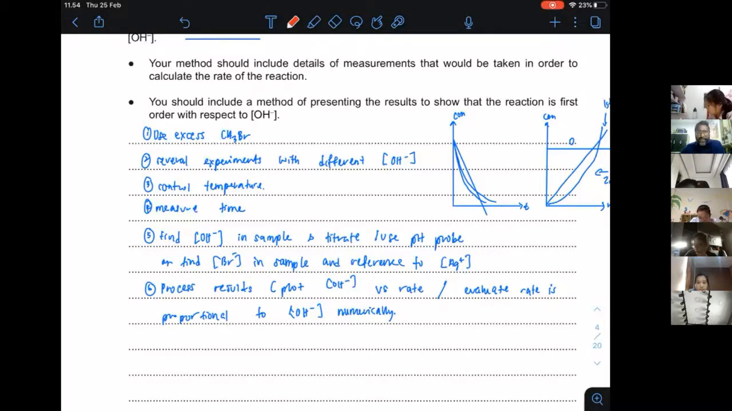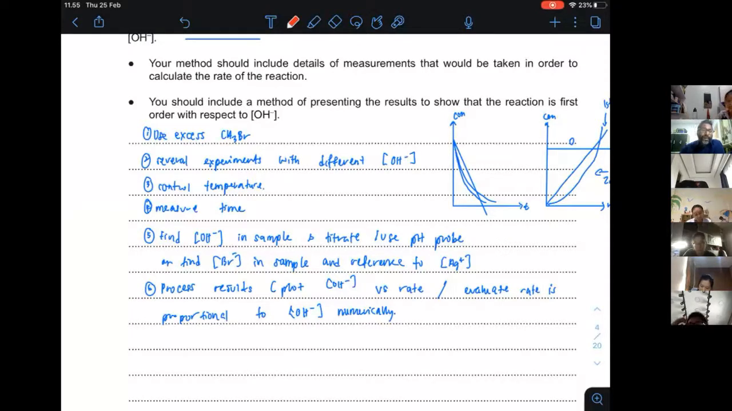Whatever you have done here, we can process the results by plotting the graph of concentration against rate, or you can evaluate the rate using a table. If you increase the concentration of OH minus to double and find the rate becomes double, then you can say this is first order. That is what they mean by evaluating numerically that the rate is proportional to OH minus.